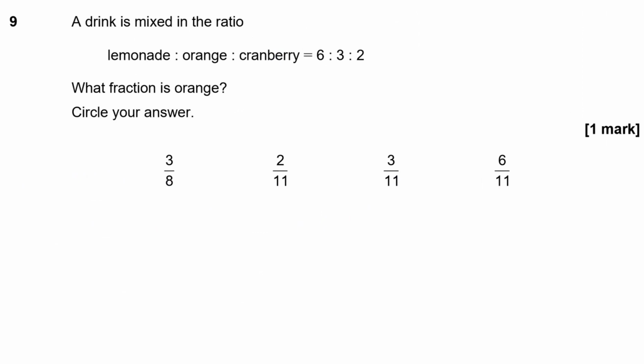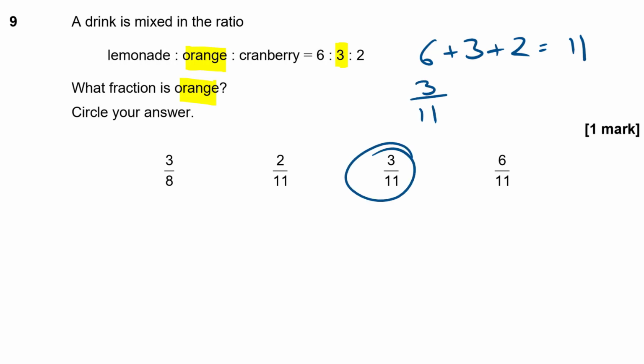Question 9. A drink is mixed in the ratio of lemonade to orange to cranberry of 6 to 3 to 2. What fraction is orange? Circle your answer. Okay, so if the ratio is 6 to 3 to 2, that means there are 6 parts lemonade, 3 parts orange and 2 parts cranberry. So altogether, how many parts is that? Well, 6 plus 3 plus 2 is equal to 11. So it's 11 parts altogether. Now we want the fraction that is orange, which is the one in the middle, which is the 3. So the fraction that is orange is going to be your 3 orange parts out of your total 11 parts, which is that one there, 3/11.